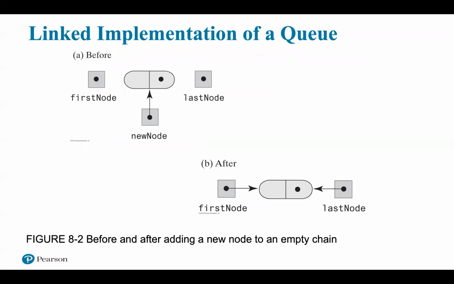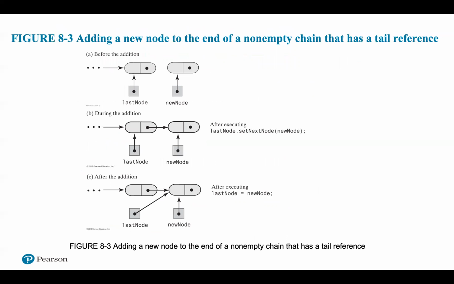So let's talk about adding to the back. To add an entry to the back of the queue, we allocate a new node and add it to the end of the chain. If the queue, and therefore the chain, is empty, we make both data fields, firstNode and lastNode, reference the new node, as we're seeing in this figure. Otherwise, both the last node in the chain and the data field lastNode must reference the new node, as we'll be showing in the next figure. So here we're now seeing the rest of the process of adding a new node to the end of a nonempty chain that has a tail reference.